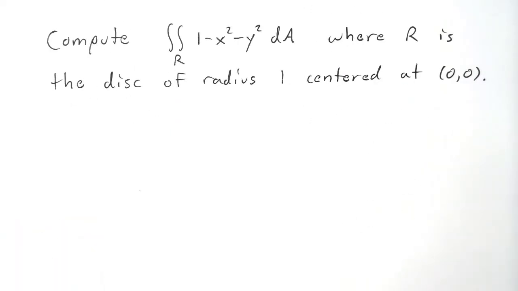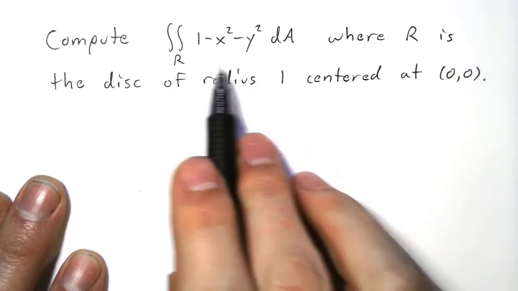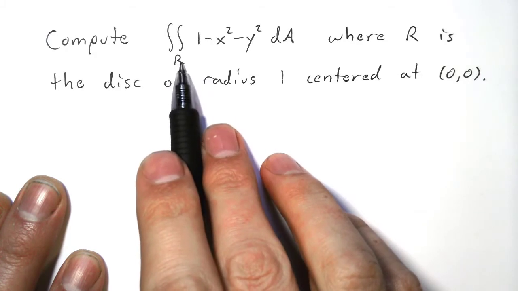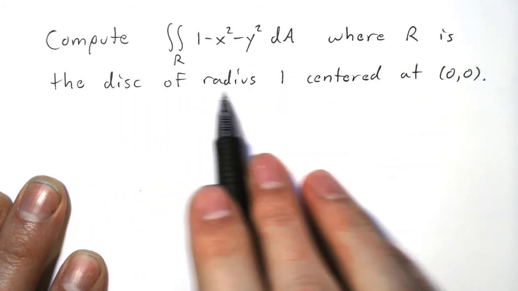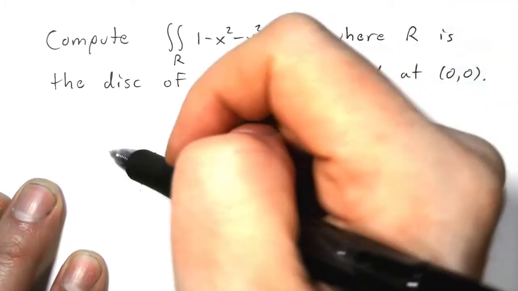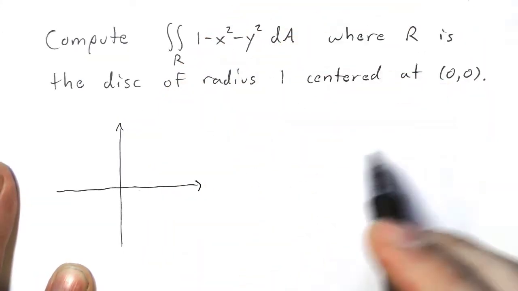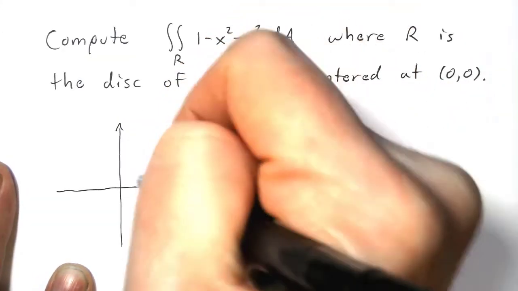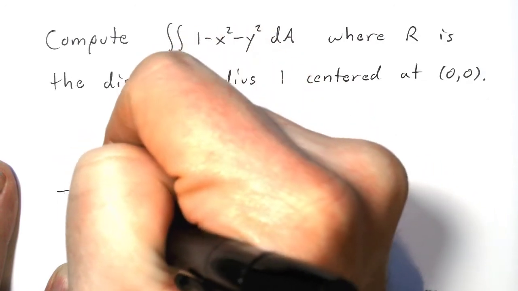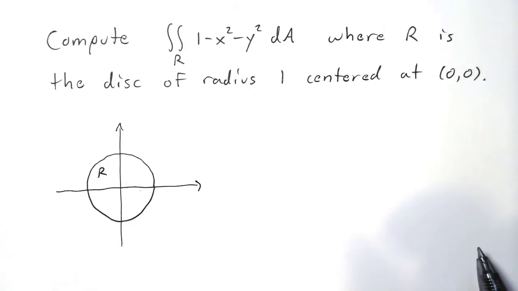All right, so let's apply this to a particular problem. We want to compute this integral over the region R, where R is the disk of radius 1 centered at the origin. Let's just go ahead and draw a picture of that region just to make sure we understand what we're doing. Disk of radius 1, so it's just the unit disk. And so we're just integrating over this region. That's my R.